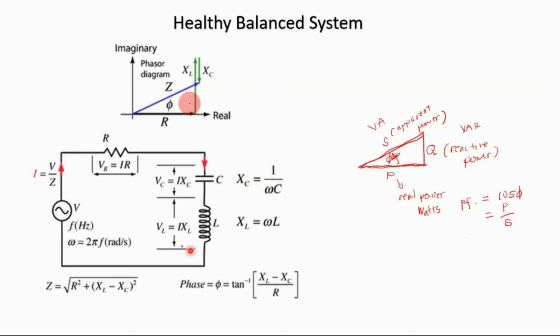So it is easy to get the angle between the three different kinds of powers, and also for the load: the resistance, the reactances, and the impedances. So this is how you have a healthy balanced load.